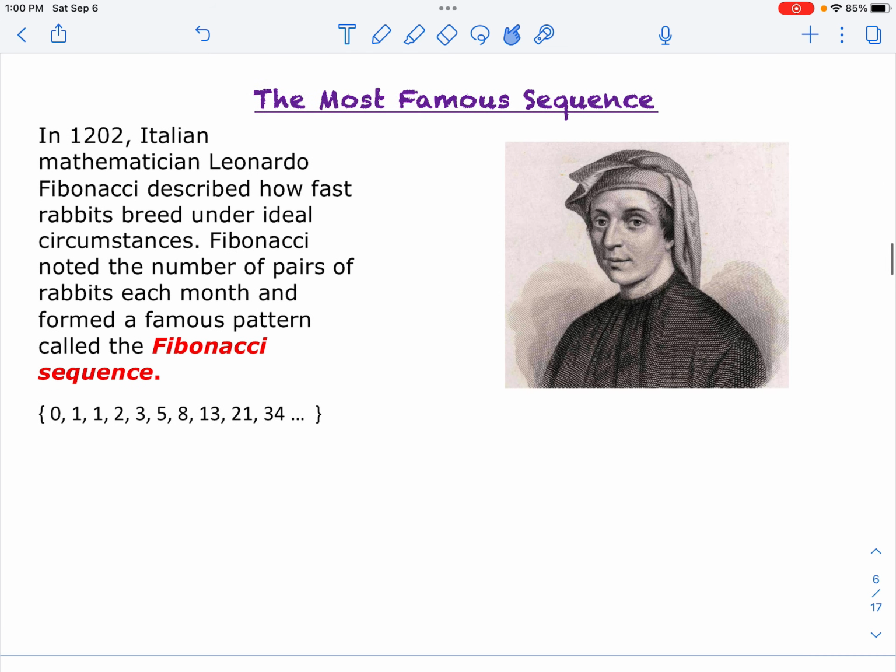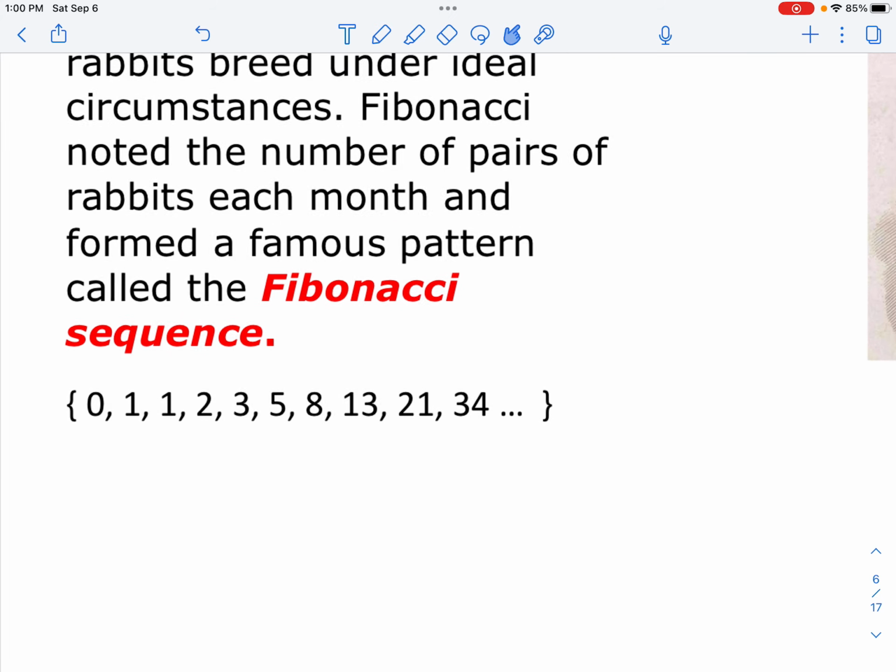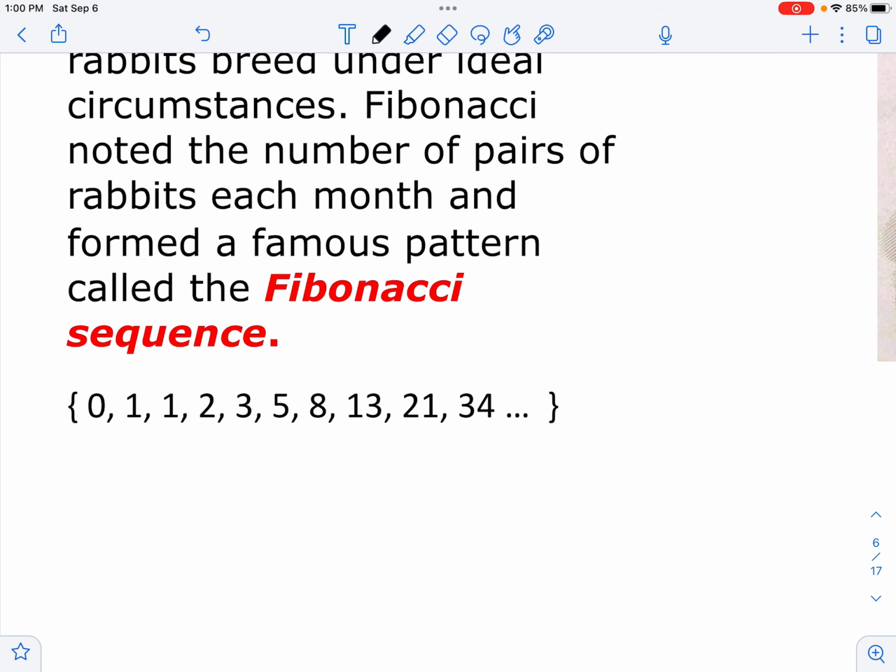Okay. The most famous sequence is called the Fibonacci sequence. In 1202, Italian mathematician Leonardo Fibonacci described how fast rabbits breed under ideal circumstances. He noted the number of pairs of rabbits each month, and then this formed the famous pattern called the Fibonacci sequence. And here is the Fibonacci sequence. It's 0, 1, 1, 2, 3, 5, 8, 13, 21, 34.